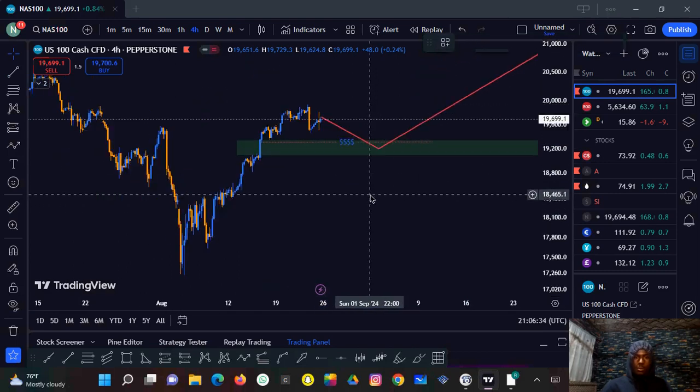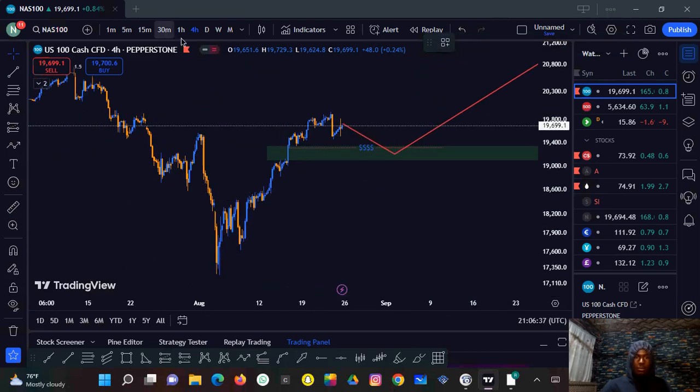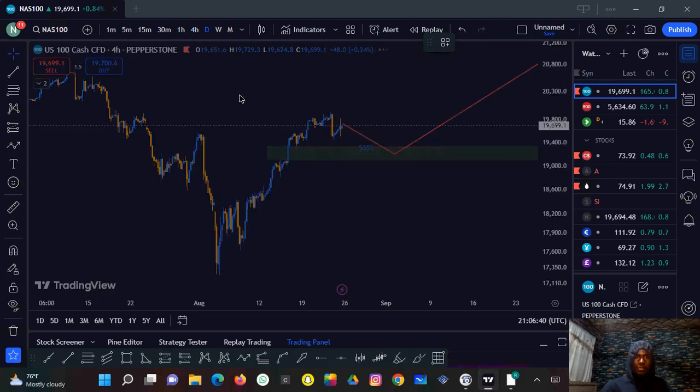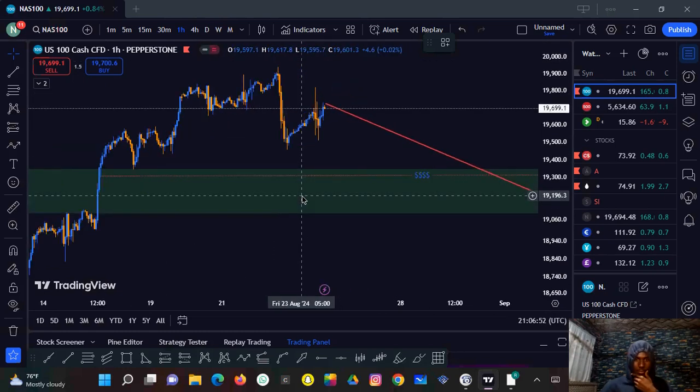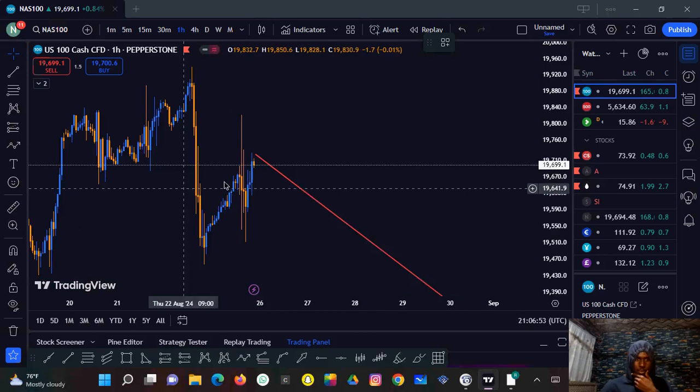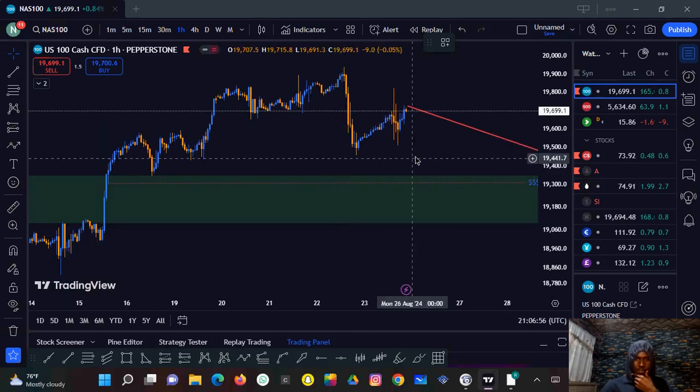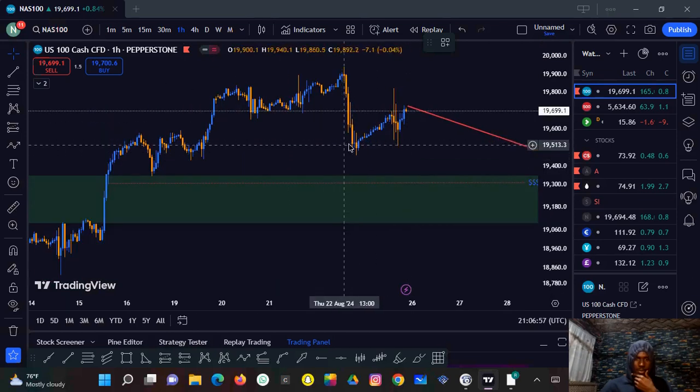All right. So on NAS 100, I'm expecting a move to the upside. Let me look at something here. Okay, on the 1 hour time frame, it's all right. It's still in a bullish trend.